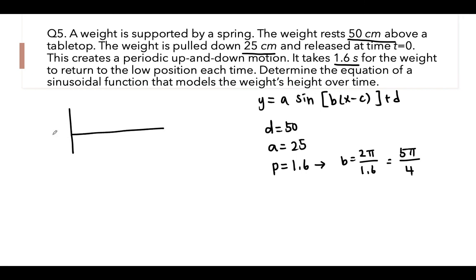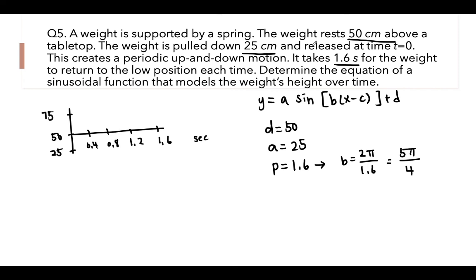So equation of axis is at 50. With amplitude, my highest is going to be 25 more, so it's 75, and 25 lower, it's going to be 25. Let's divide it into 4 sections. The period is 1.6 seconds, and right in between, it's 0.8 seconds, then 0.4 and 1.2. So it says 1.6 seconds for the weight to return to the low position each time.